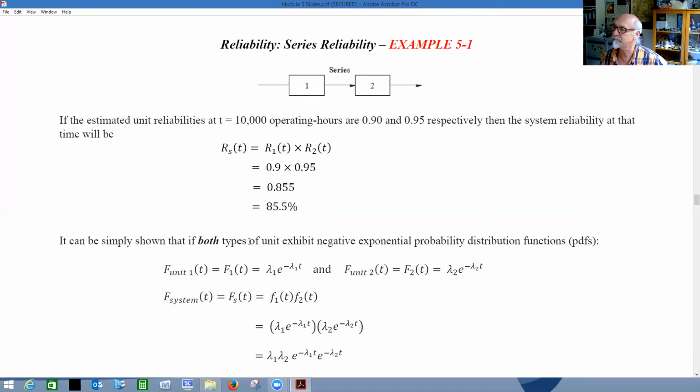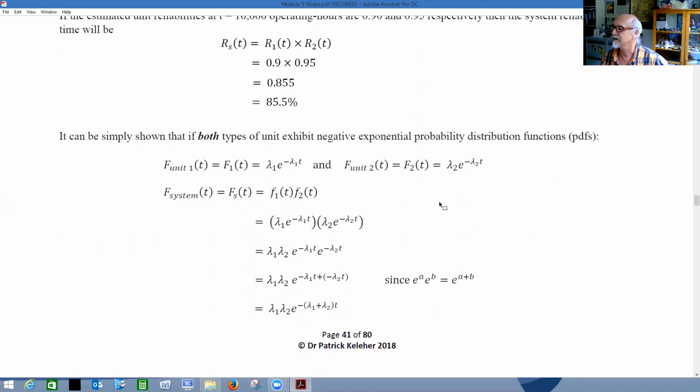It can be simply shown that if both types of unit exhibit negative exponential probability distribution functions, so again, it's not a normal distribution, it's not a binomial one, but we're saying that it's the negative exponential probability, then here's what the failure rate looks like for unit 1, and that's what it would look like for unit 2. So if we multiply those together, we need to think of our mathematics we did back in first year. We've got some indice laws to think about. So ultimately, that's what the form will be.